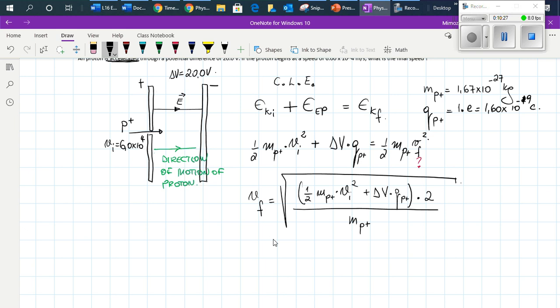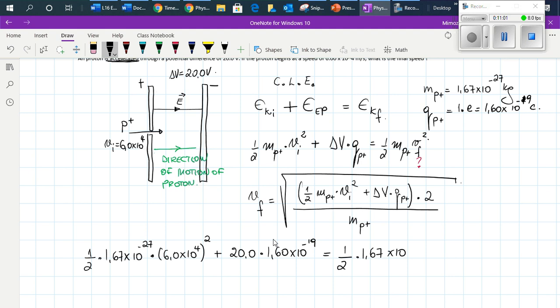And if this is too confusing for you, then you go 1/2 times 1.67 times 10 to the power of -27 times 6.0 times 10 to the power of 4, the whole thing to the power of 2, plus 20, that is the change of voltage, times 1.60 times 10 to the power of -19, is equal to 1/2 times 1.67 times 10 to the power of -27 times V final squared. Enter this in your calculator and figure out what the number is.